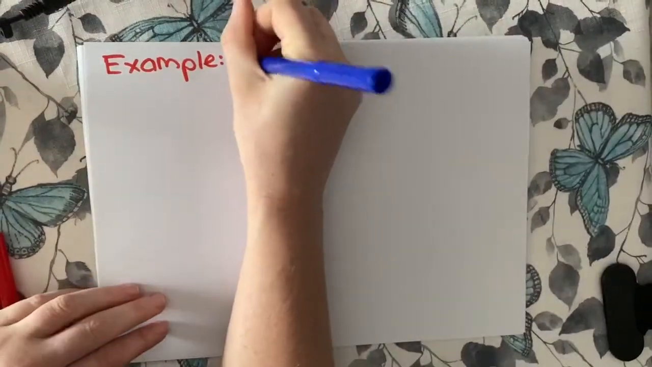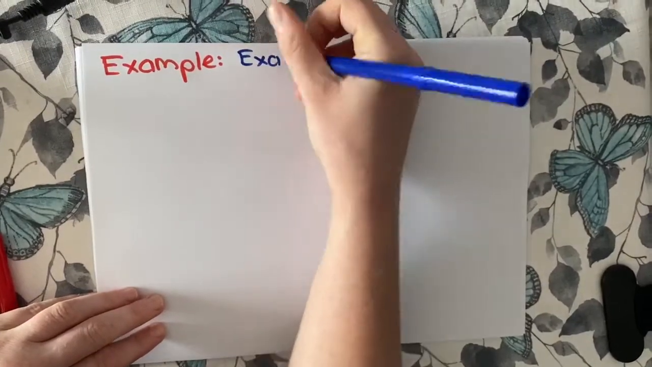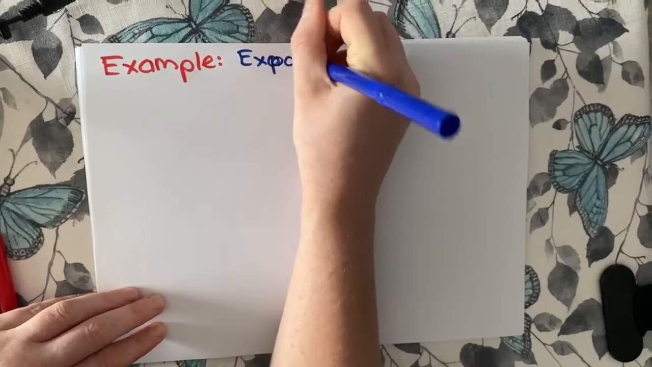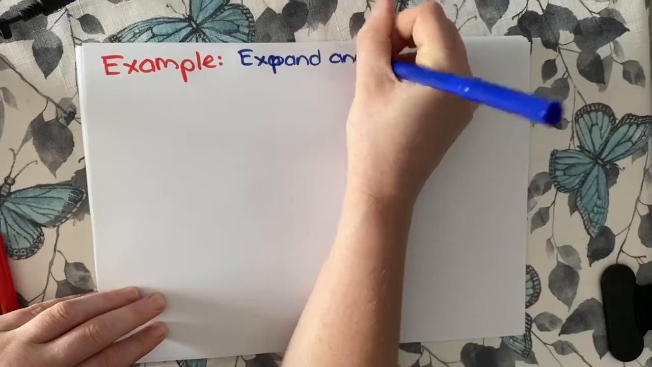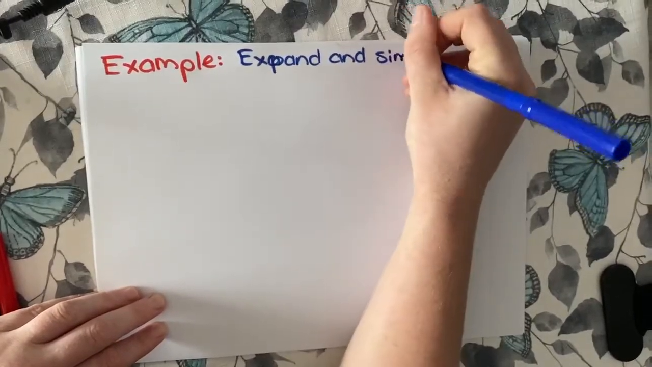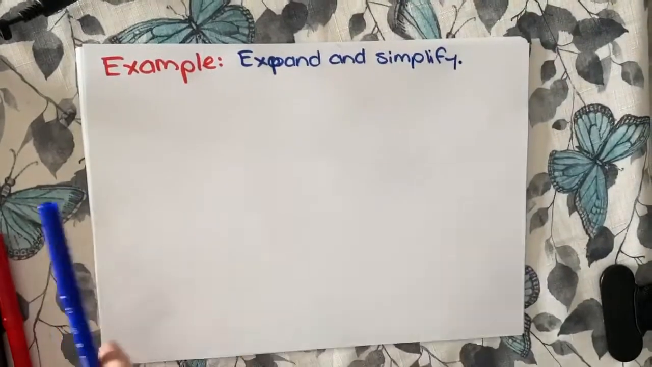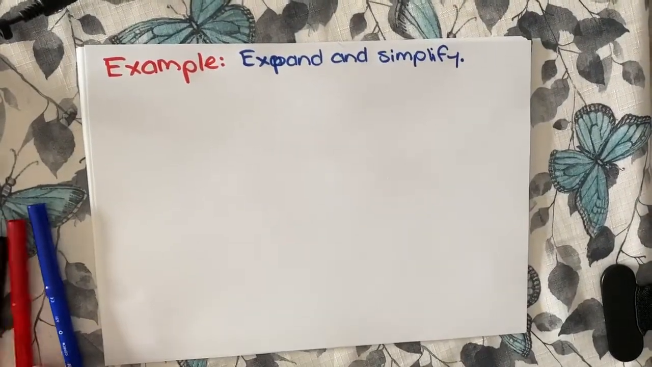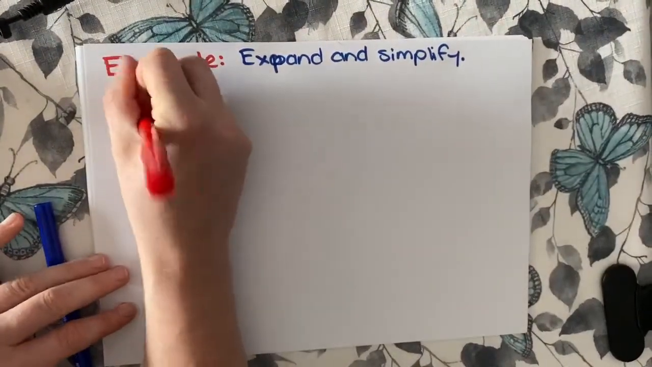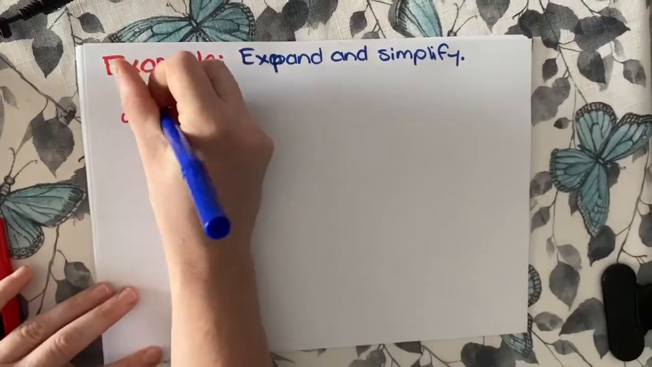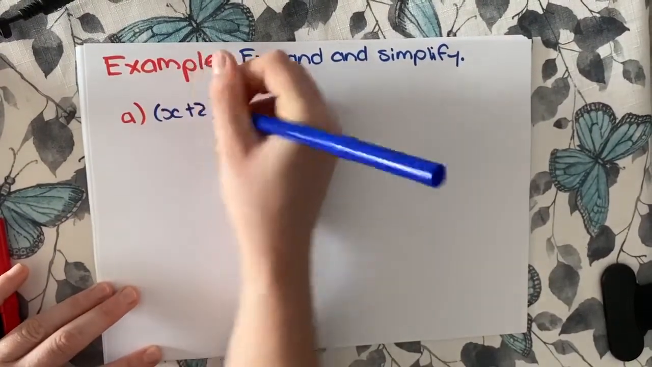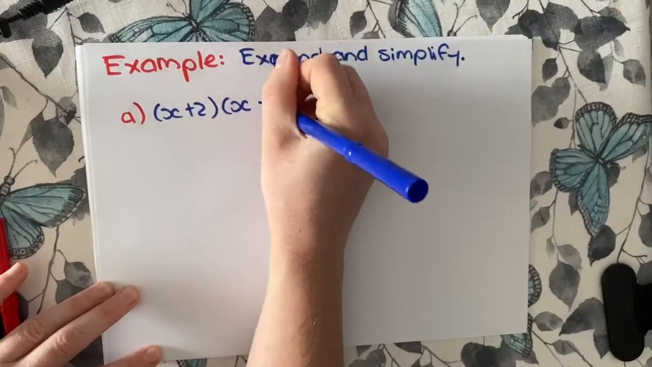So let's say we're just going to expand and simplify. When it says simplify, that's where we collect our like terms. So our first one will be x plus 2 and x minus 2.